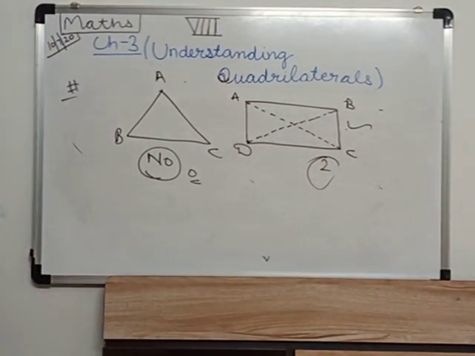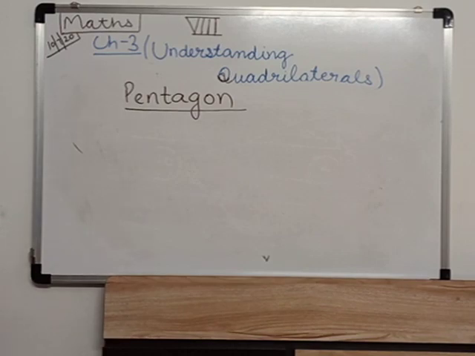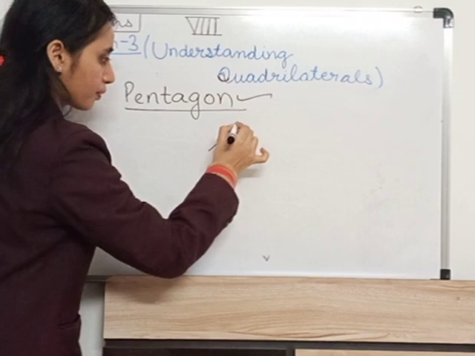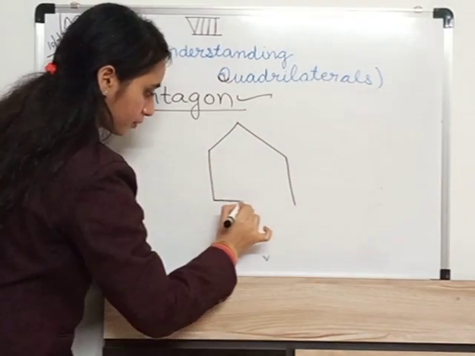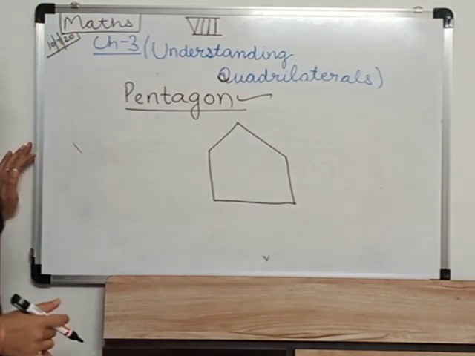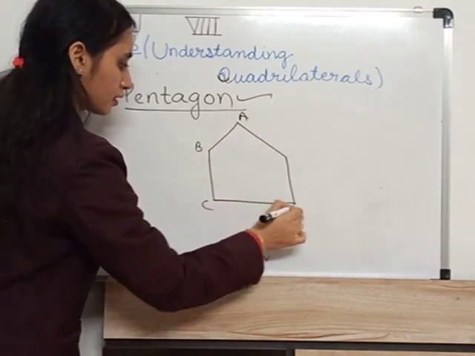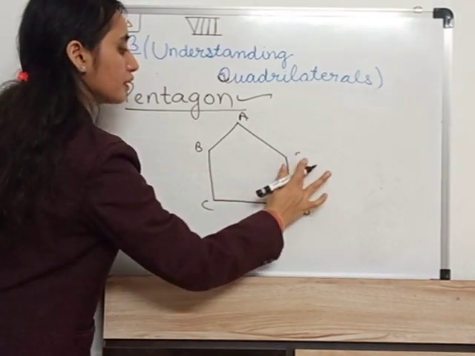So next figure is pentagon. In pentagon, how many diagonals do we have? Now draw all the diagonals of this figure. That polygon name is pentagon, means this polygon has 5 sides. 1, 2, 3, 4, 5. Now these are the vertices A, B, C, D and E.